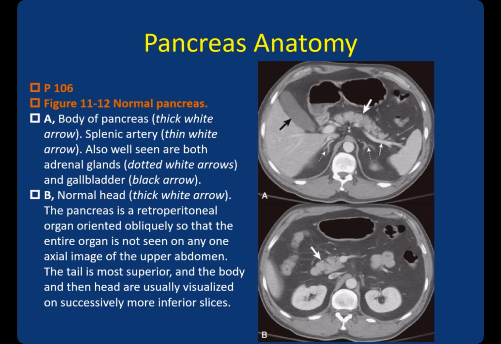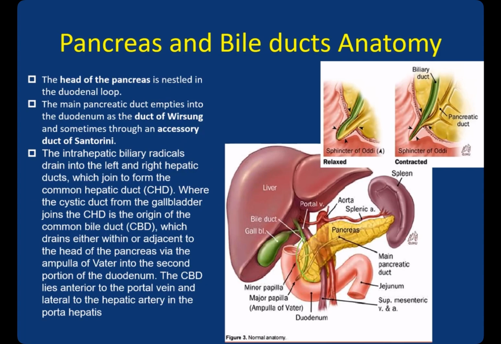Let's review the anatomy of the pancreas. The pancreas is a retroperitoneal organ oriented obliquely so that the entire organ is not seen on any one axial image of the upper abdomen. The tail is the most superior, and then the body part of the pancreas, and then the neck part of the pancreas, and then the head part of the pancreas. The head and the neck are on more inferior slices. The head of the pancreas is nestled in the duodenal loop, and inside the pancreas there is a main pancreatic duct, and it empties into the duodenum. Here is the main pancreatic duct.